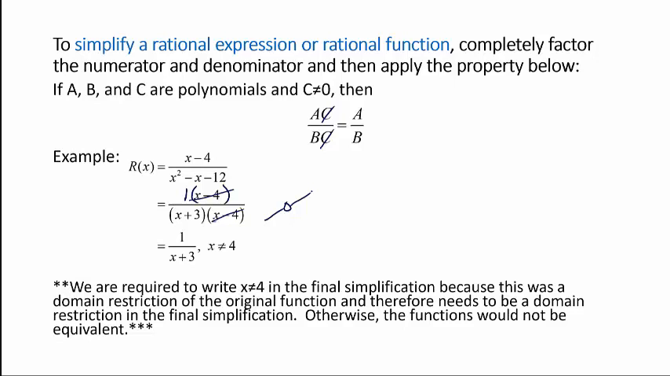The graph's not going to go berserk there or anything. When you cancel a factor out like that, that's what happens. But the graph of 1 over x plus 3 also has to have that same hole at x equal 4. And so that's why we have to say, well, x can't be 4. Otherwise, they're not quite the same function. So that's why that domain restriction is so important.